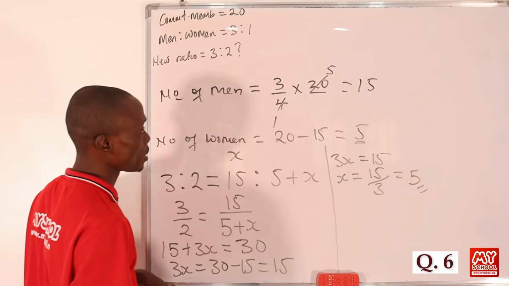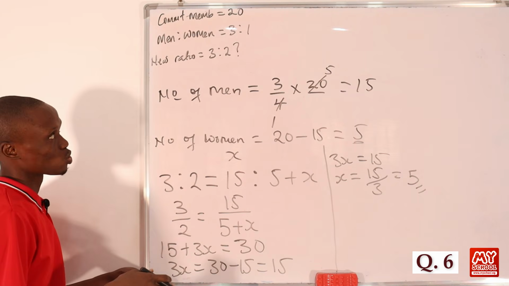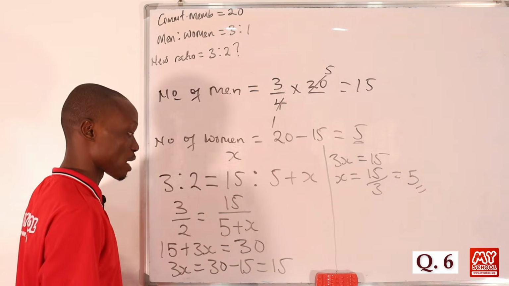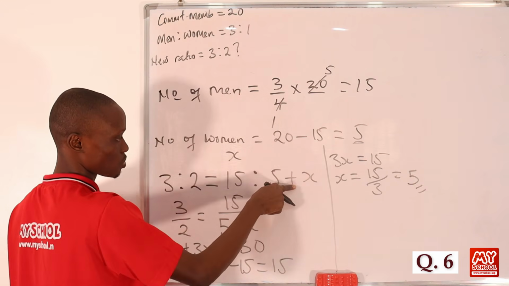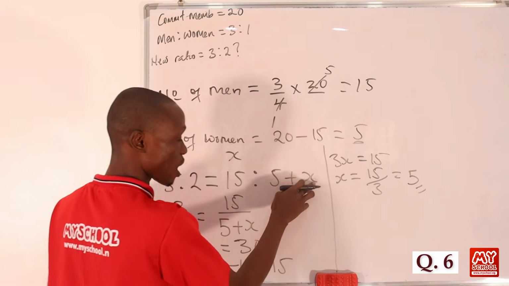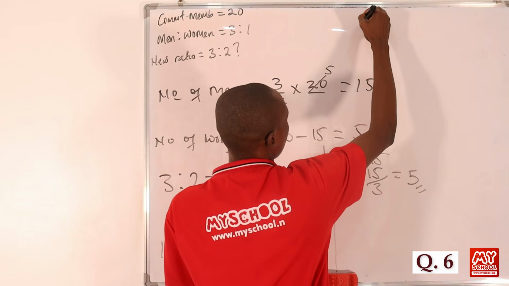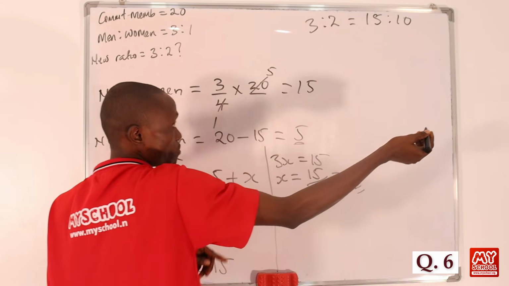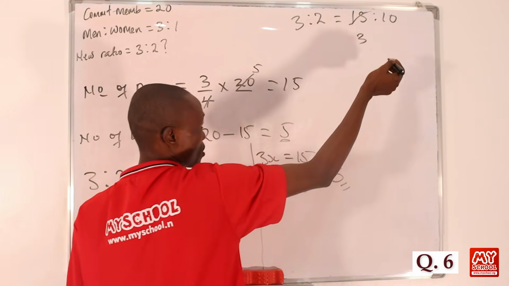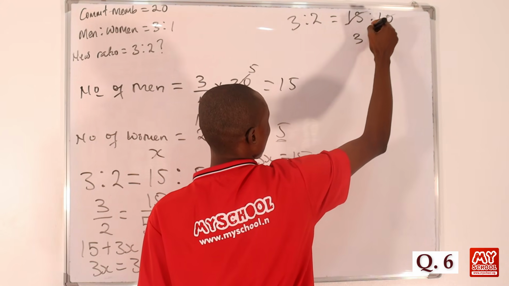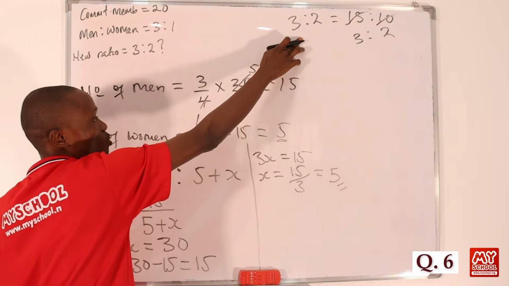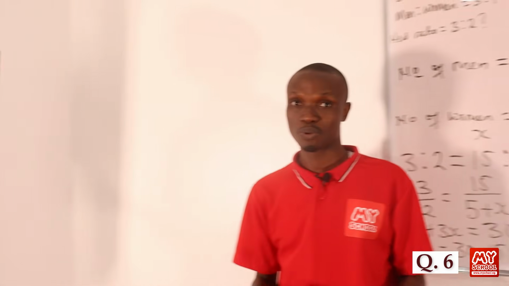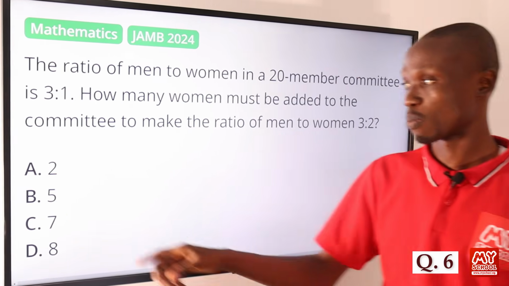So the new number that must be added to make the new ratio 3:2 is equals to 5. And you can as well check if your work is correct. If we add 5 to 5, that will be equals to 10. So let's see, I'm having 3:2 and on the other side I'm having 15:10, of course we can reduce by 5. So if I divide here by 5, I'm going to have 3. If I divide here by 5 also, I'm going to have 2, which is equal to the new ratio. So that means what we did is very correct. So let's return back to the screen to pick the correct answer to this question, and that is option B, 5.